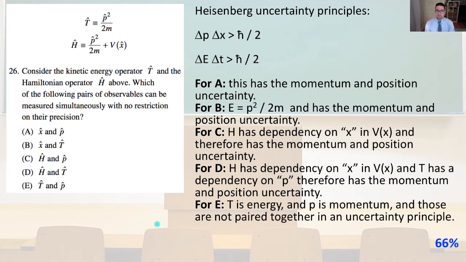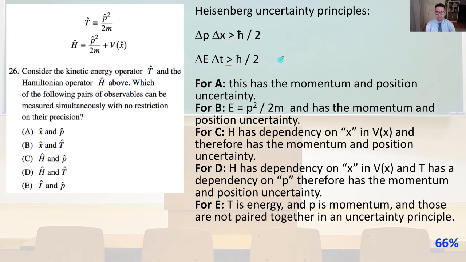So we are going to lean on the fact that we know our Heisenberg uncertainty principles, where delta P delta X is greater than or equal to h bar over 2. And our uncertainty in energy times our uncertainty in time is going to be greater than or equal to h bar over 2 as well. These are our 2 uncertainty principles that we need to know for this exam. So let's just walk through the answers and rule them out as we go.